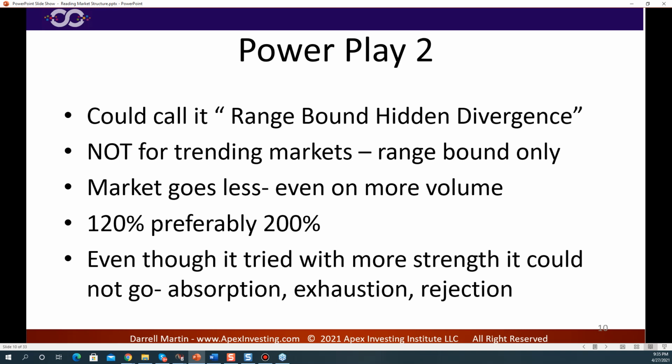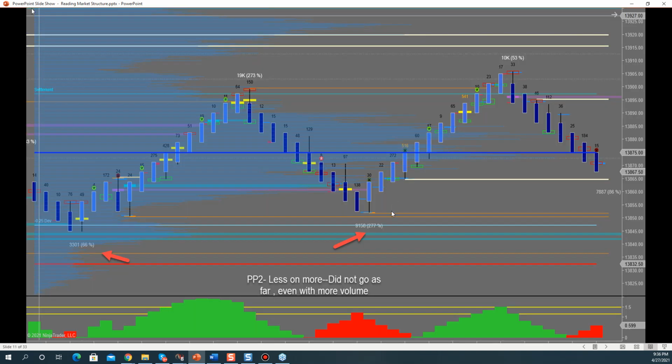It's saying even though it came in with a lot more power, a lot more momentum, a lot more strength, with a lot more volume and orders than the last push, this push was stronger, and it just burnt out. It burnt out like a Roman candle on the 4th of July, right? It shoots out high, bright, and it fizzles. It's done. Okay? So even with more strength, it just couldn't go. It got rejected, got absorbed, got exhausted, got rejected from that point.